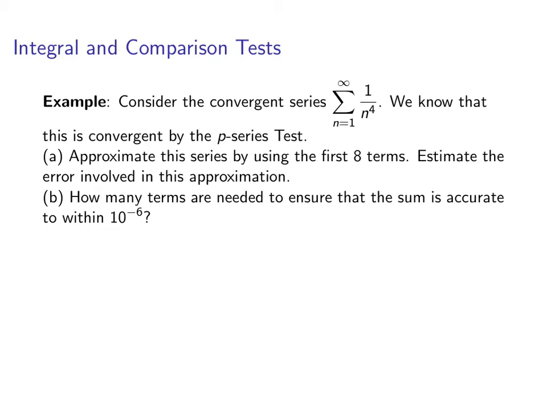Hello, calculus fans. Let's take this series where we're going to sum 1 over n to the fourth, n goes from 1 to infinity. Now we already know that this is convergent according to the p-series test. After all, p is equal to 4 and that's bigger than 1.